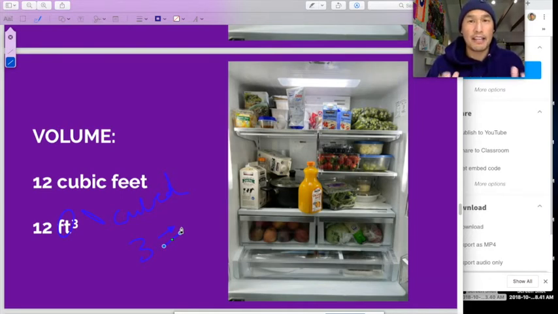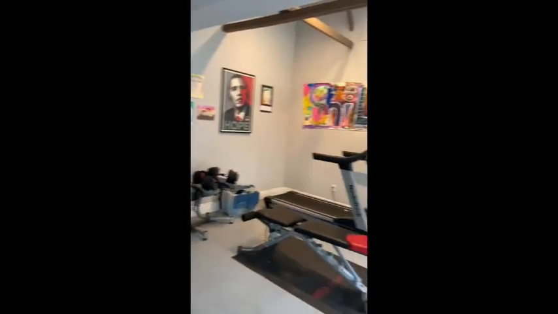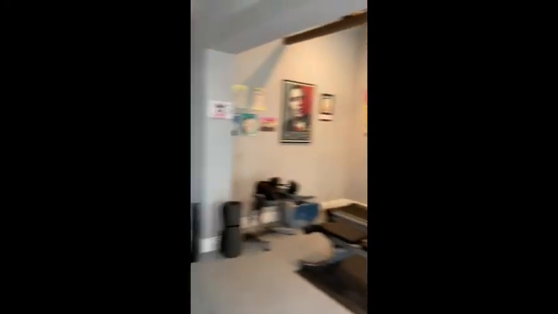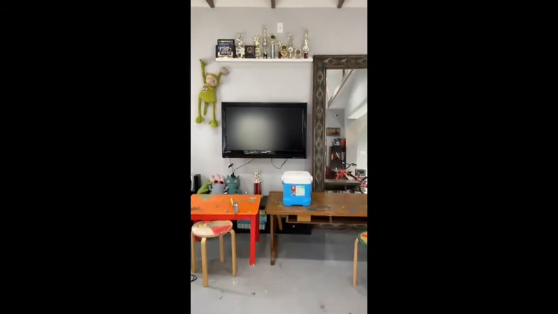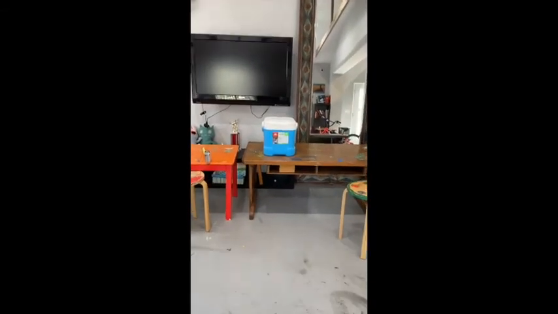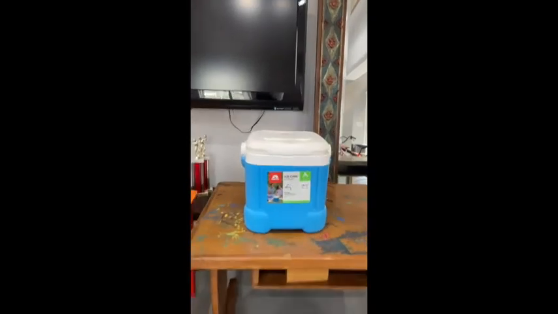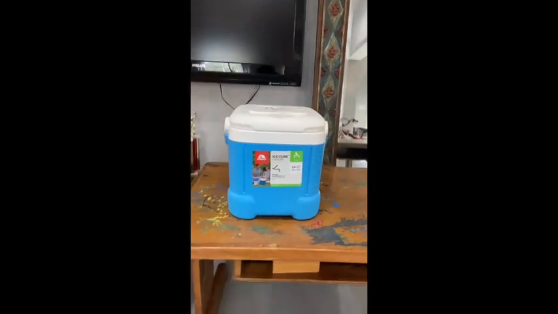All right, so let me give you an even more practical, hands-on, real-world way of understanding what 12 cubic feet is as it relates to my refrigerator. So you're probably asking yourself, Mr. Chang, what is a cubic foot? Well, you're in luck because we're in my studio. And in my studio, there happens to be a cooler that is 1 cubic foot.